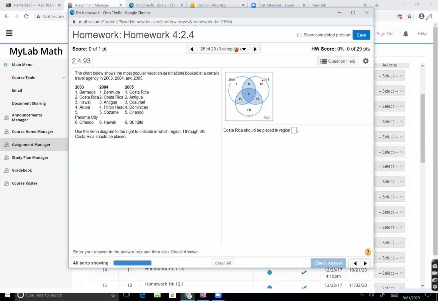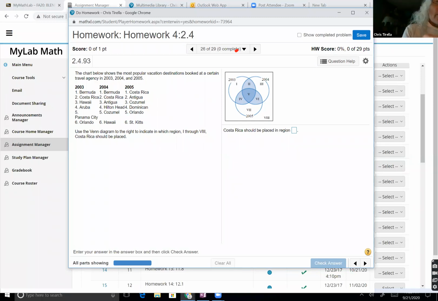The chart below shows the most popular vacation destinations booked at a certain travel agency in 2003, 2004, 2005. Is anybody looking at this question and saying, oh, that was pre-pandemic when people could go to fancy places like that? Use the Venn diagram to the right to indicate which region 1 through 8 Costa Rica should be in. So let's look at where Costa Rica is.